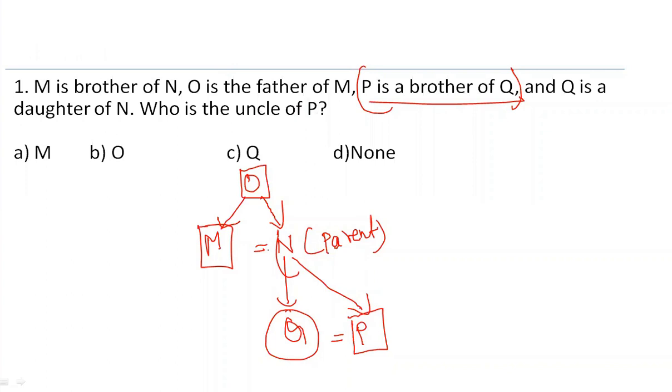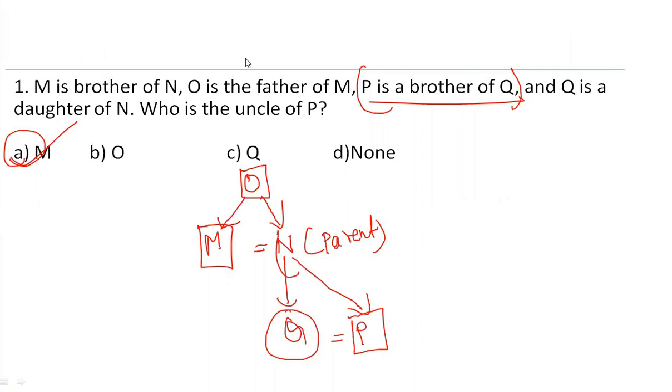Who is the uncle of P? P's parent's siblings will be the uncle of P. P's parent is N, and N's brother is M, so he will be the uncle. Whether the gender of the parent is known or not known to us, it doesn't matter here. I'm repeating the question logic once again. Based on this, try solving the next questions, guys.